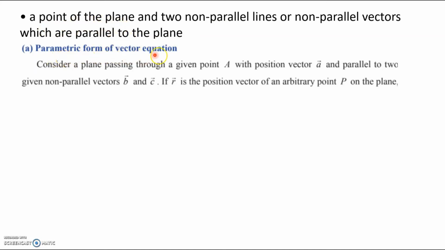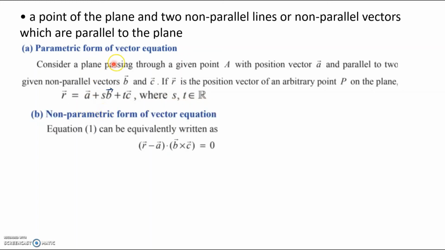So the parametric form of vector equation in such a condition is, consider a plane passing through a given point A, with the position vector A, and parallel to two given non-parallel vectors B and C. So B and C are our non-parallel vectors. If R vector is the position vector of the arbitrary point P on the plane, then the equation of the plane can be described as R equals A vector plus S B vector plus T C vector, where S and T belong to real numbers, they are scalar quantities. Further, in such a condition, the non-parametric form of the vector equation is given by R minus A dot product with B cross product with C equals 0.